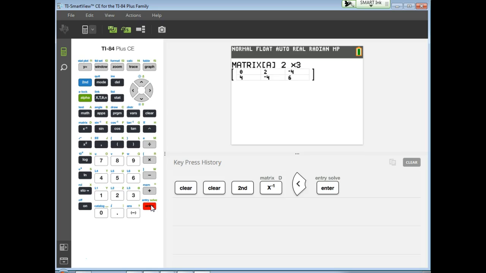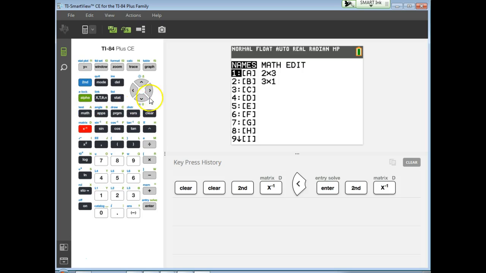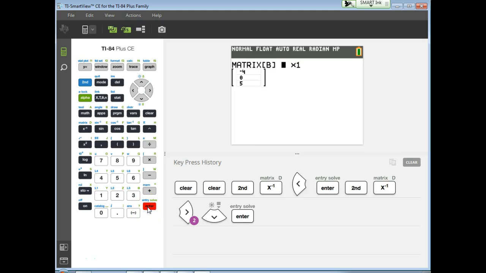Now remember, that was just your first matrix. So now you have to go back to the matrix menu, and you have to open up another matrix to edit. So probably B would be smart. So back to the matrix menu, go over to edit, and then edit matrix B. It was a 3 by 1, and then edit your entries that way.